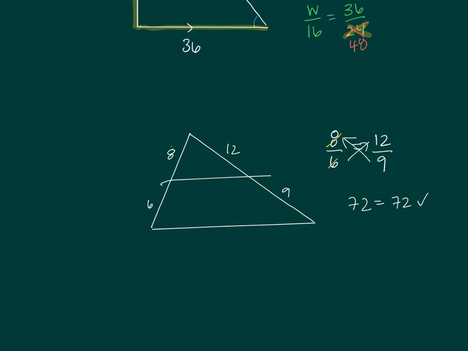Or you could have just reduced them down and you would have noticed that this becomes 4/3, and this will also become 4/3. So they are equivalent. If you have proportional sides, then we know that these lines must be parallel. And so you can use that to prove that you have parallel lines.